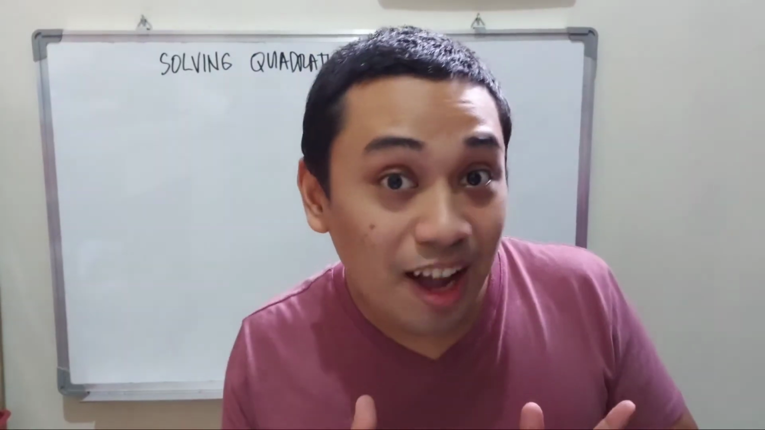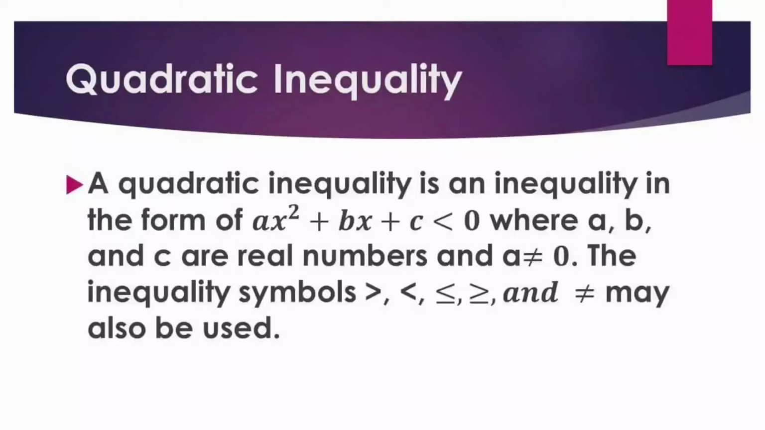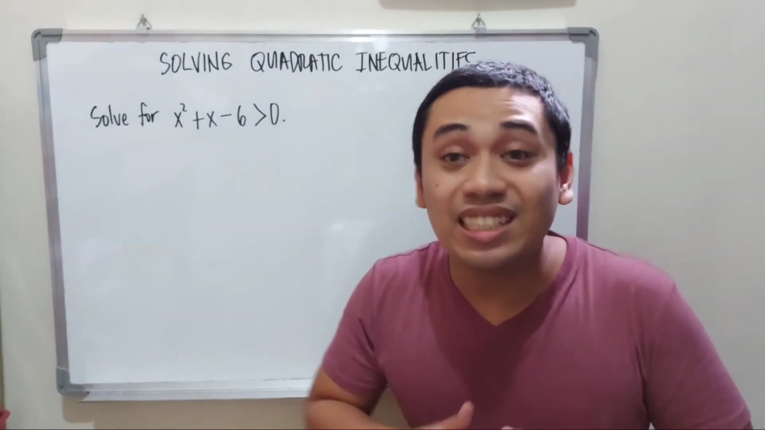And for our today's topic, solving quadratic inequalities, let us try to define first what is a quadratic inequality. A quadratic inequality is an inequality in the form of ax squared plus bx plus c is less than 0, where a, b, and c are real numbers and a is not equal to 0. The inequality symbols greater than, less than or equal to, greater than or equal to, and not equal may also be used. So let us try to solve first this inequality.